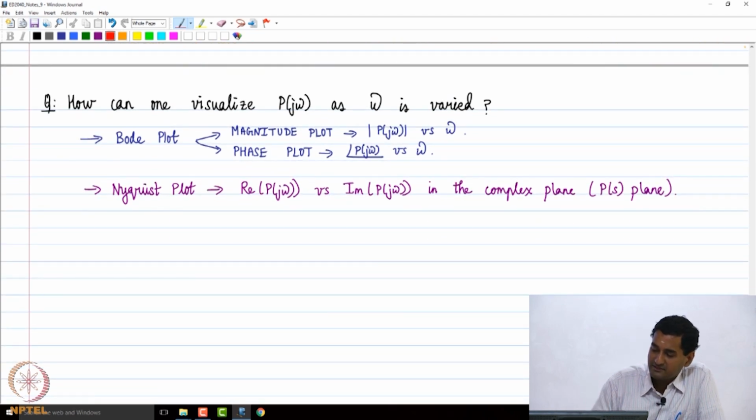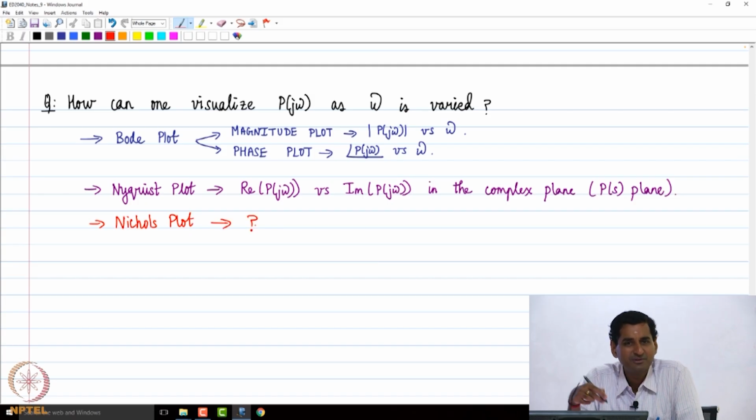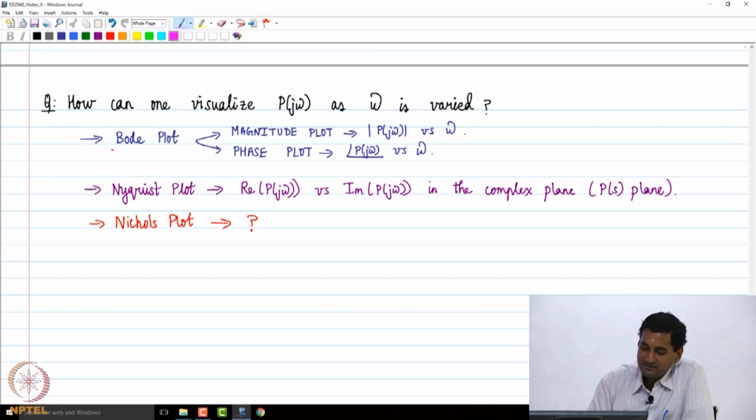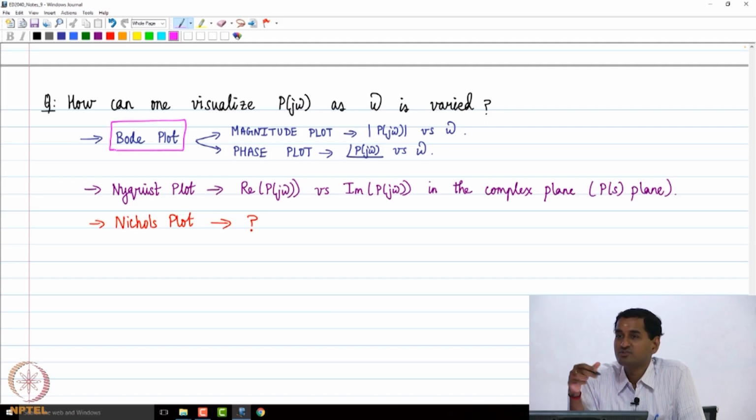The third plot is what is called a Nichols plot. What is this Nichols plot? I leave it to you as a question. Just search and find out and tell me the answer tomorrow. By and large, we are going to focus on the Bode plot. The Bode plot is something which you will see is very frequently used in engineering applications, as far as studying frequency response is concerned.